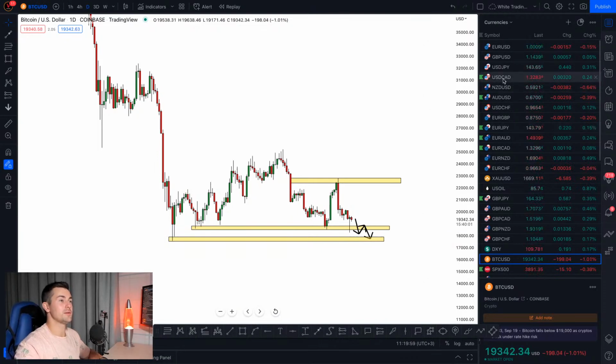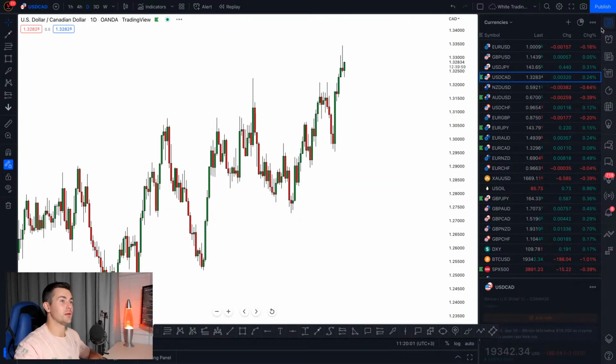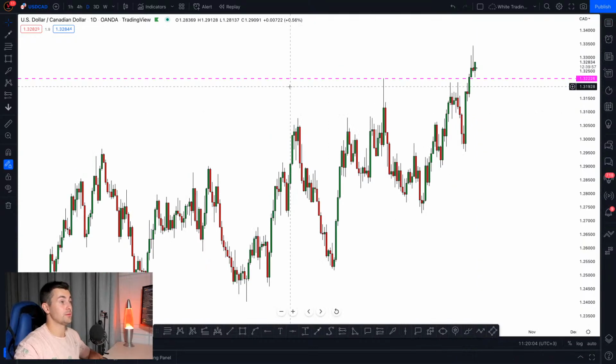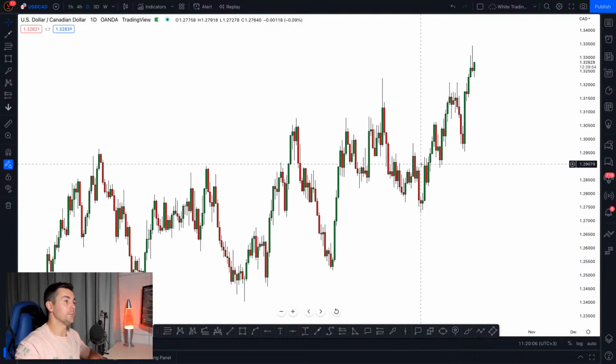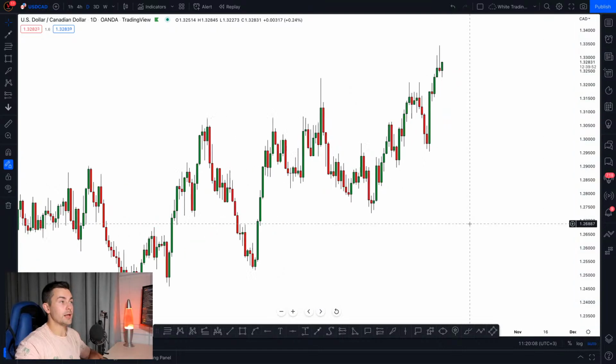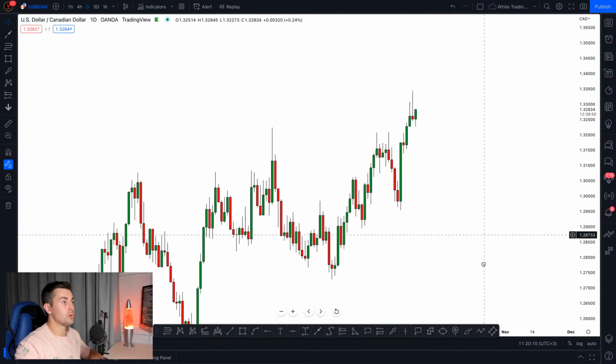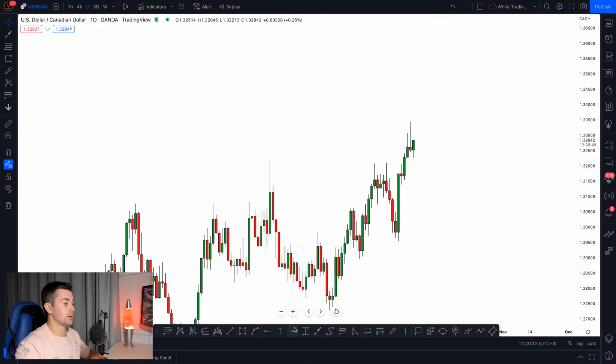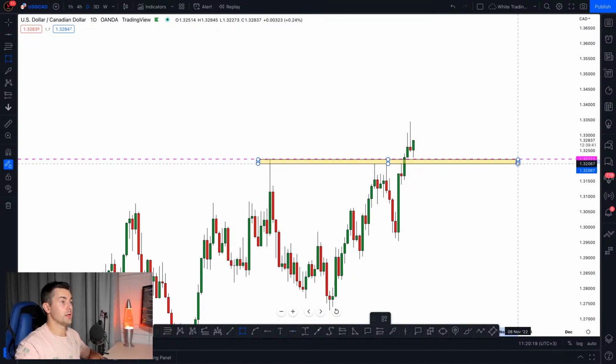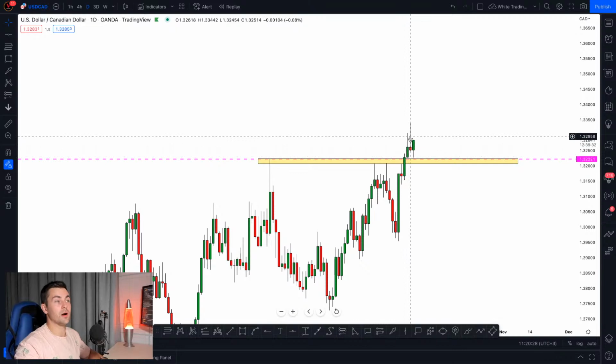Question about dollar CAD. By the way, you can see that in my watch list, dollar CAD is flagged. Why? Because dollar CAD recently broke and closed above a very strong resistance. We got a confirmed breakout of that resistance, a daily candle close above that, and for a couple of days we are trading above that structure.